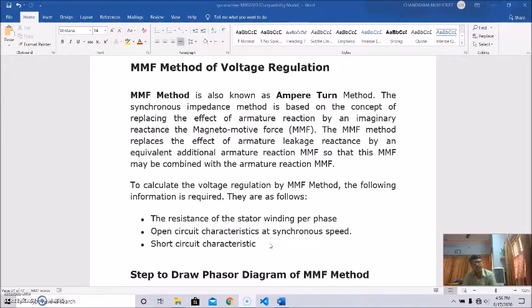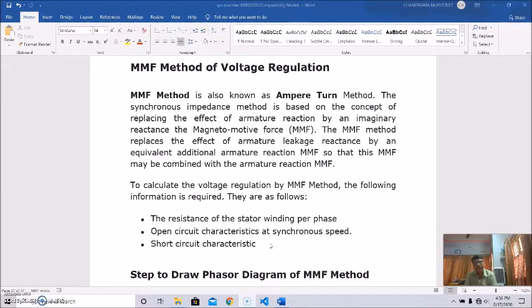We also discussed that this method is a pessimistic method, because it is far away from the realistic value that we can get by direct loading or any other methods. So that's why it is a pessimistic method. And what are the assumptions we have made? Particularly, we have taken the non-saturated or linear portion of the magnetization curve for calculating this synchronous reactance. So these assumptions also we have discussed.